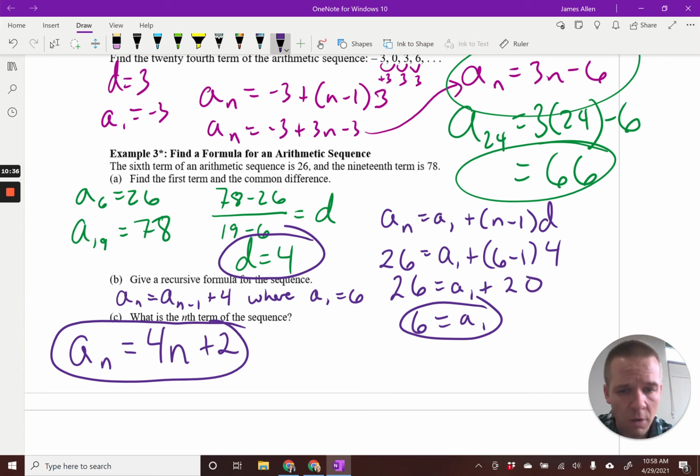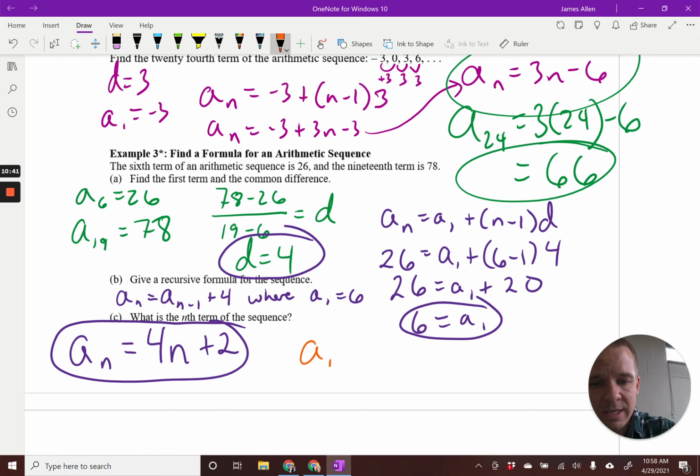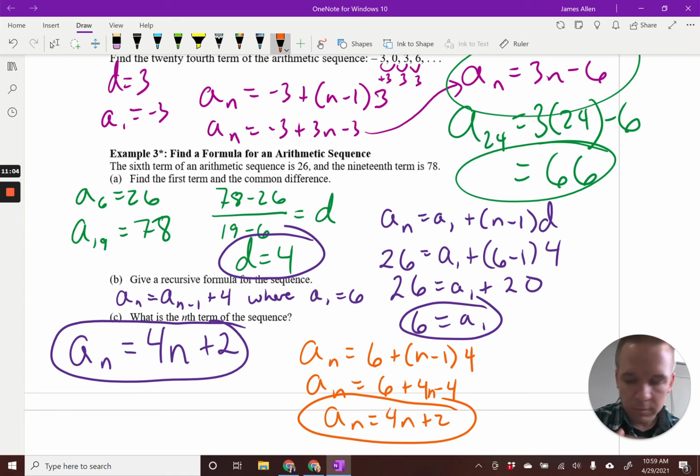Now, if you don't like doing that, it's okay. You can go about it the other way that we did first, where I'd say a sub n is equal to a sub 1, which is 6, plus n minus 1 times the common difference of 4, and then just simplify. So I'd have 6 plus 4n minus 4, combine like terms. 6 and negative 4 gives me 2, so 4n plus 2. And we get the same answer, just in a different way. Your choice. I don't care which way you go. I'd like to show you both ways, though.